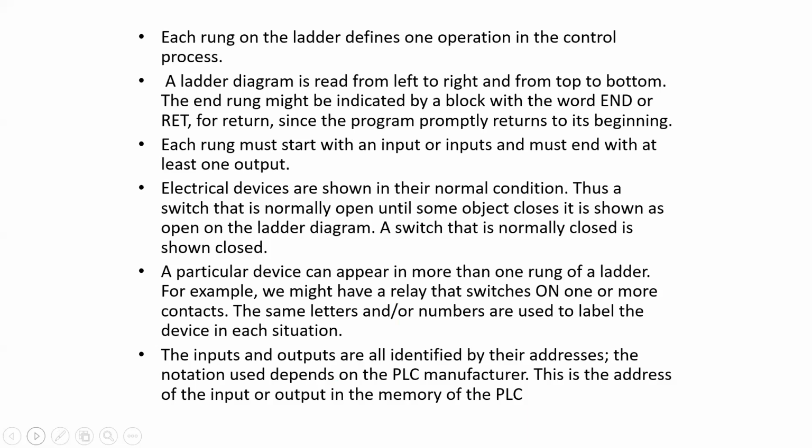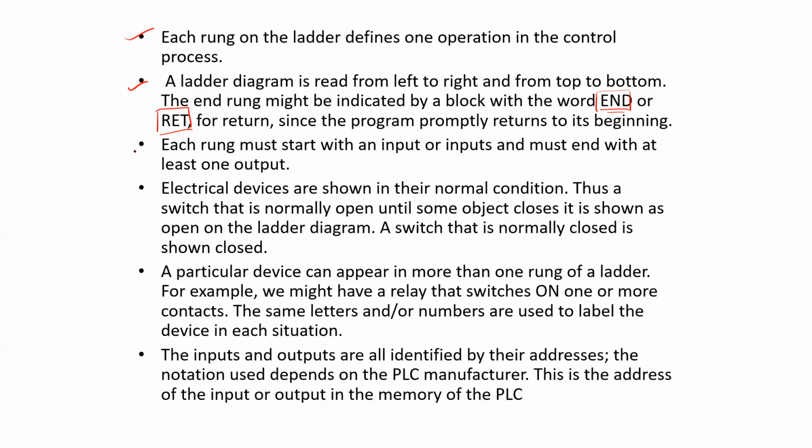Now the things that I tried to discuss there, in a sense, are described over here as well. So let me go through them quickly. Each rung on the ladder defines one operation or one instruction in the control process. The ladder diagram is executed from left to right and from top to bottom. And when the PLC detects the line where end or return is mentioned, it goes back to the beginning again.